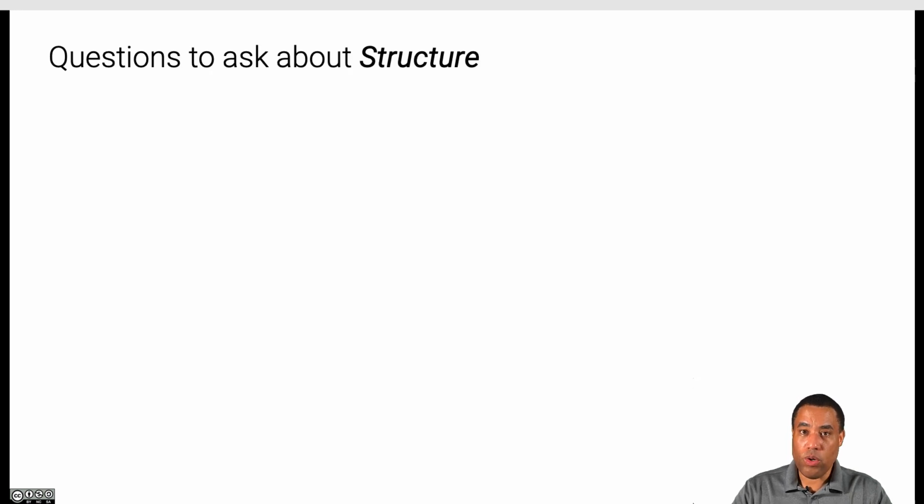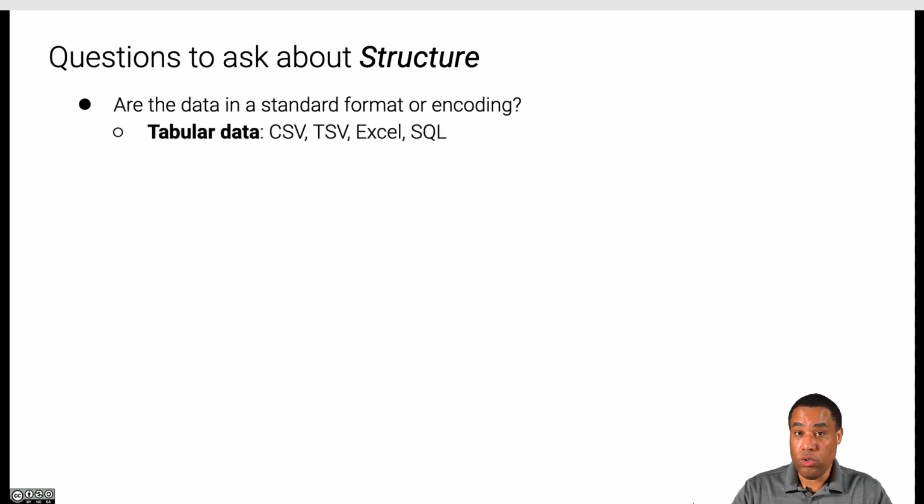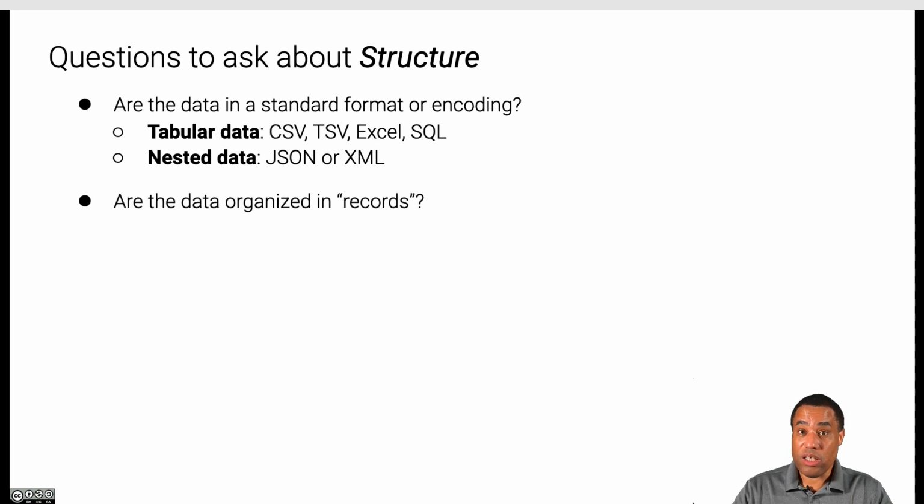Now, there's some very important questions that you should ask about the structure of data. Are the data in a standard format or encoded? Is it tabular data, so a CSV or TSV or Excel or SQL? Or is it nested data, say JSON or XML? Are the data organized in records? If the answer is no, well, can we define records by parsing the data? So remember the example of the log file, right? That data, we could build a parser that would let us turn each line into a record.